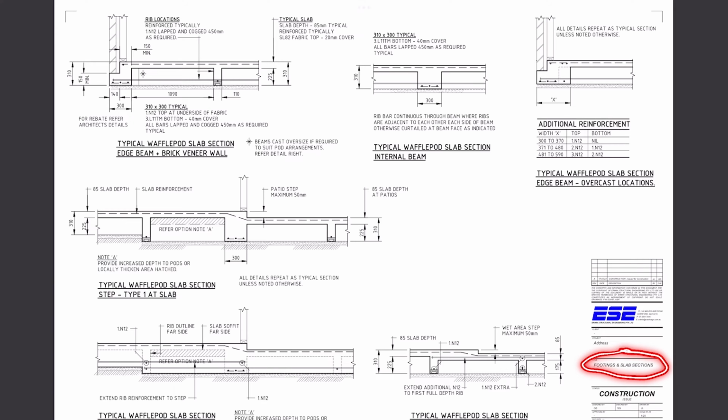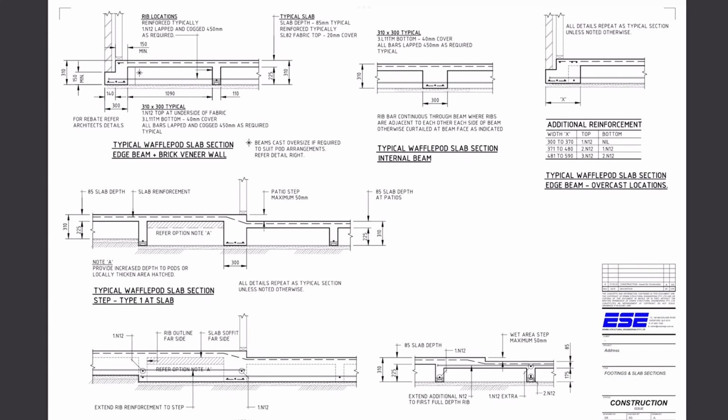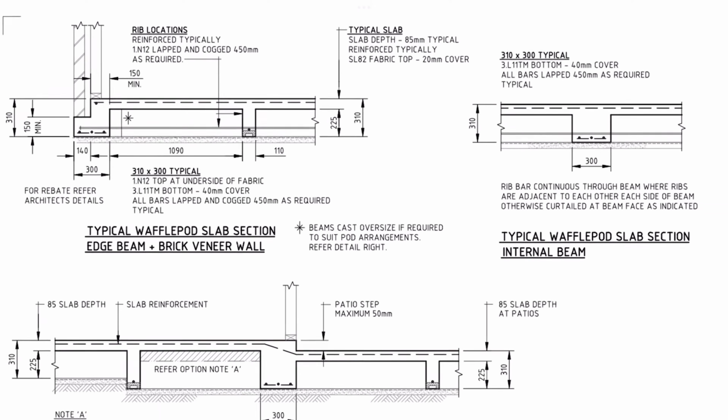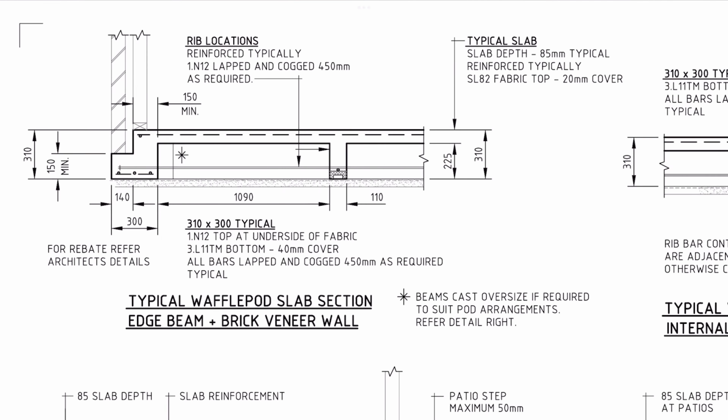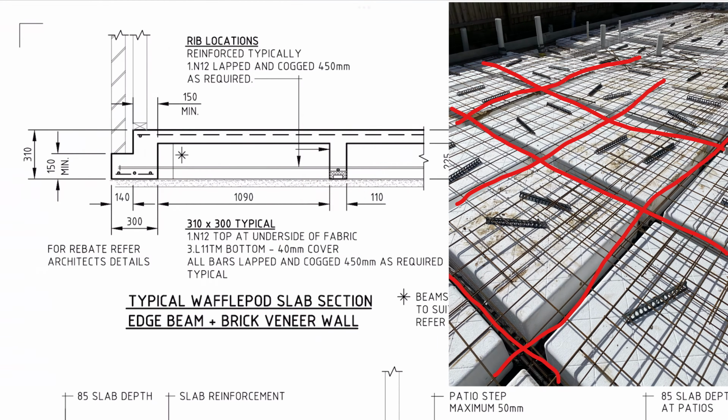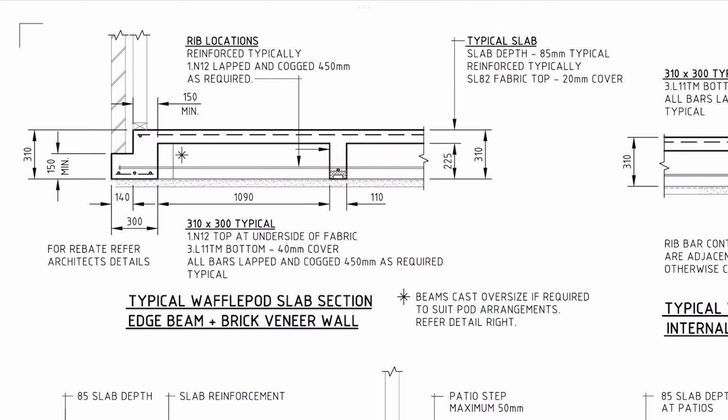Next page should be the details for the footing and slab plans. So let's zoom in on a typical waffle pod slab section. This narrow beam is called a rib, and it has 1 N12 rebar central, represented by this circle. This was a dashed line on the plans because it's underneath the slab, as you can see here.